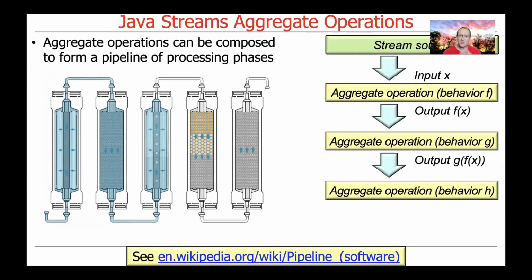When I think about stream processing with aggregate operations, the mental model that comes to my mind is a water pipeline filtration system. If you live in an area that may not have the best water, like Flint, Michigan, hopefully you don't live in Flint, Michigan with its problems with water, but if you live someplace that doesn't have the world's best water, you might have a water filtration system.